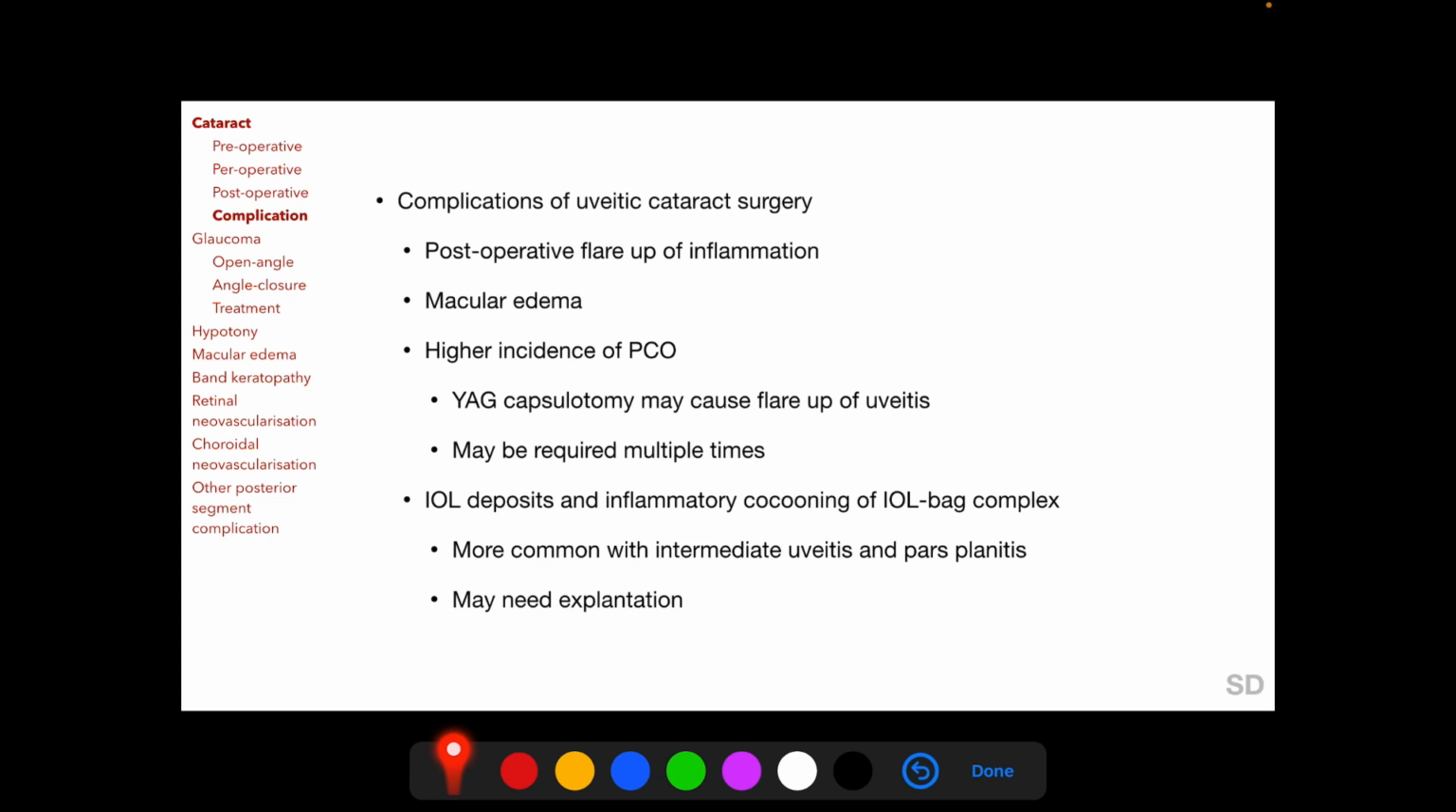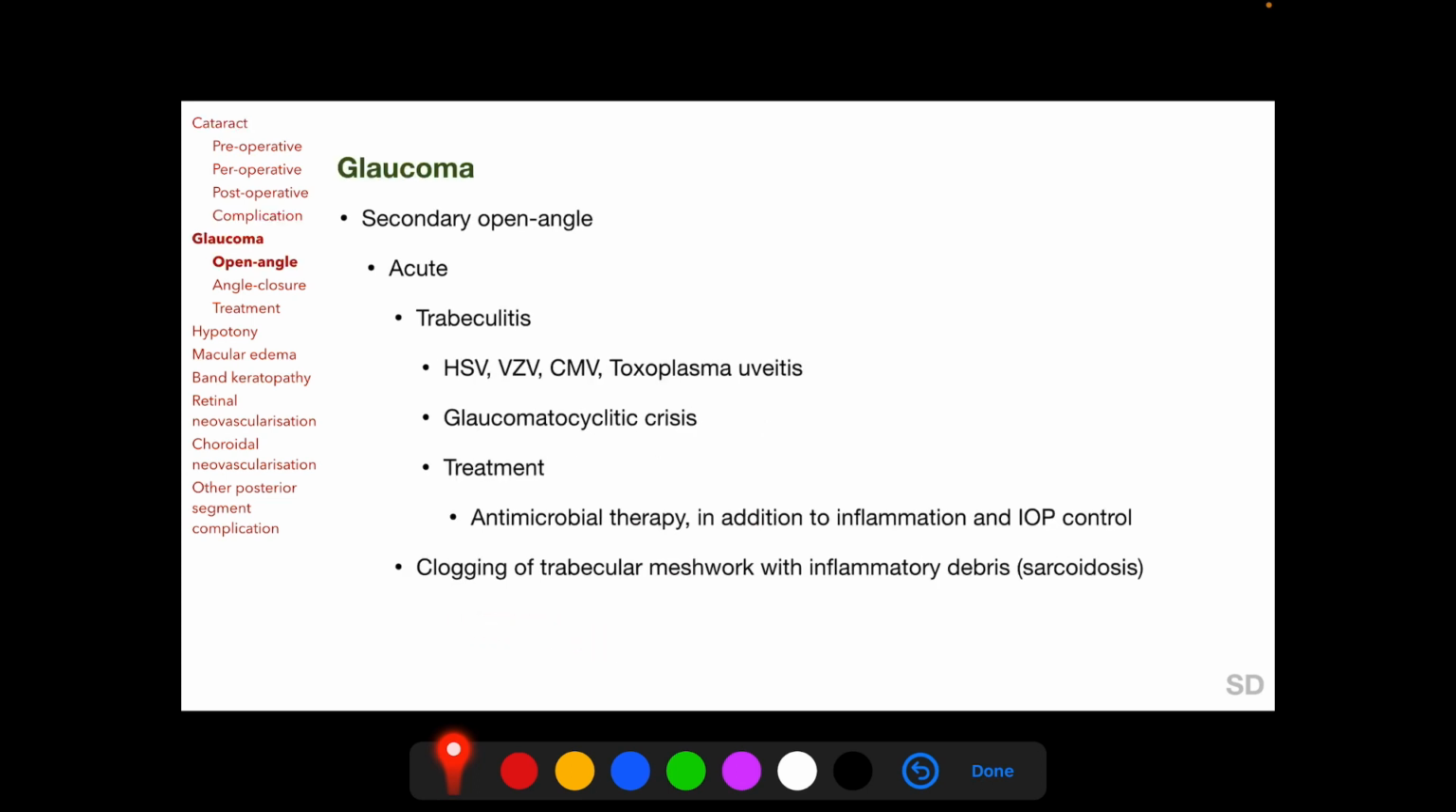IOL deposits and inflammatory cocooning of the IOL back complex may occur in uveitis patients, particularly those with intermediate uveitis, with the inflammation being located near the region of the lens, and severe IOL deposits may need explantation of the IOL. Glaucoma due to uveitis can be secondary open-angle glaucoma or secondary angle closure glaucoma, and each can be acute or chronic.